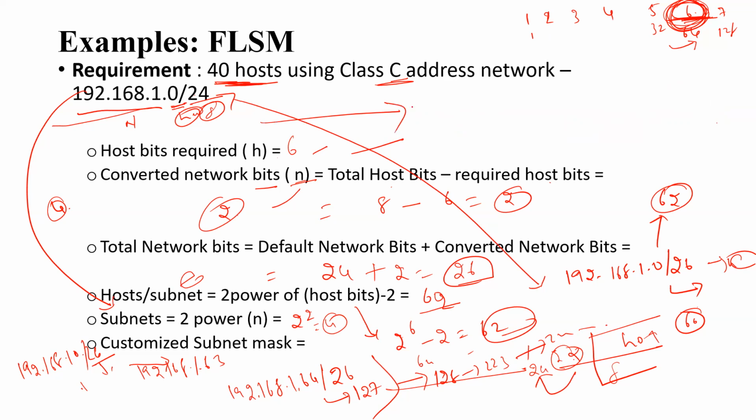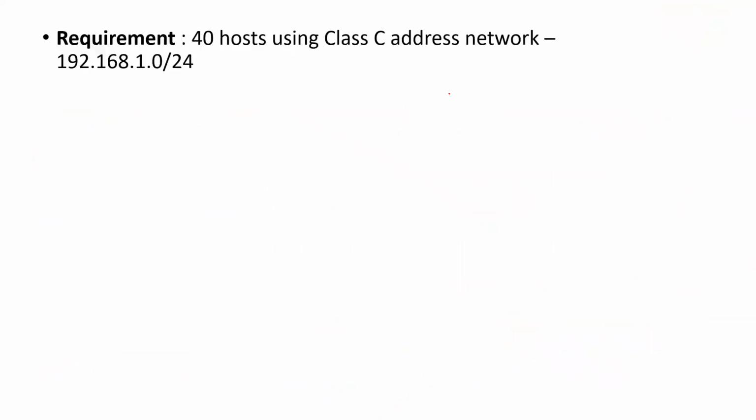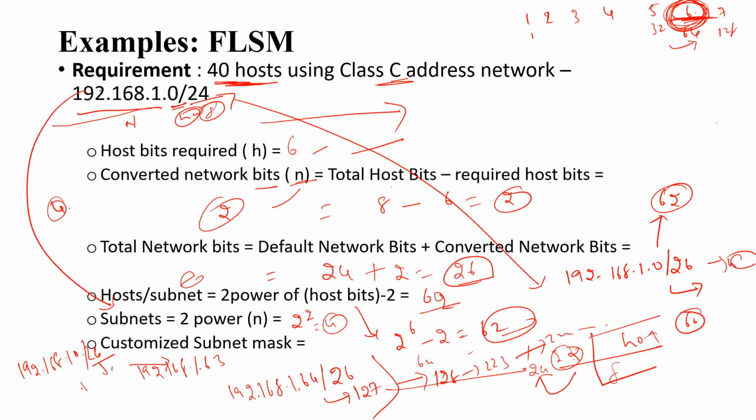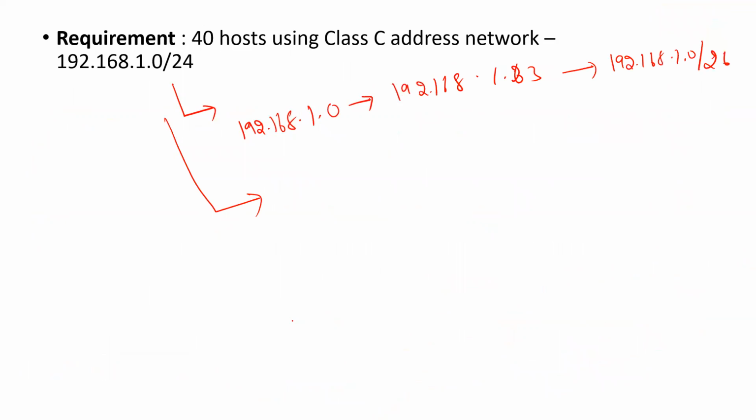So here we can divide this subnet. We are dividing these subnets into 192.168.1.0 to 192.168.1.63. That is the 192.168.1.0/26 network. And again, we can divide into 4. If you can see here, total subnets, we are getting 4, right? So we are dividing like that only.